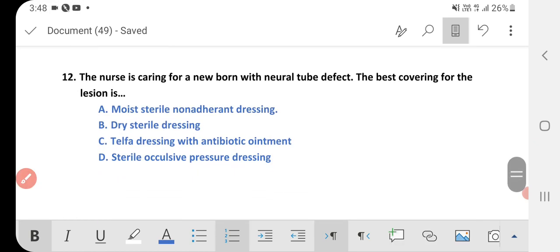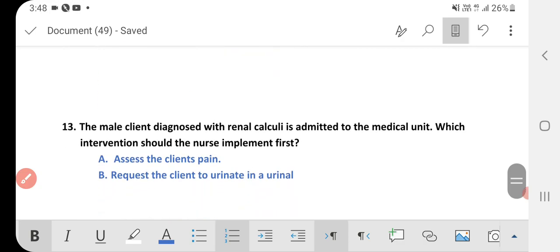Next, twelfth, the nurse is caring for a newborn with a neural tube defect. The best covering for the lesion is: moist sterile non-adherent dressing, dry sterile dressing, telfa dressing with antibiotic ointment, or sterile occlusive pressure dressing. So the right answer is moist sterile non-adherent dressing.